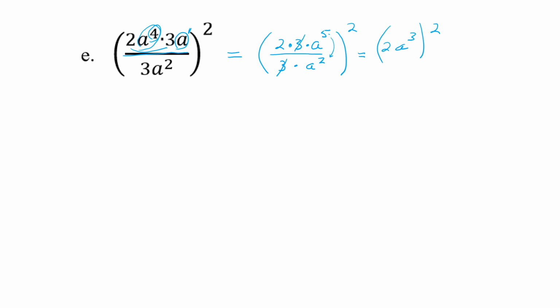Okay, so this is going to be what? 2 to the second power. I'm going to write it here. 2 to the second, a to the 6th. Well, that's not a 6. A to the what? Okay, 2 times 3 is 6. We could simplify that a little more. 2 to the second is 4. A to the 6th. Okay, next slide.